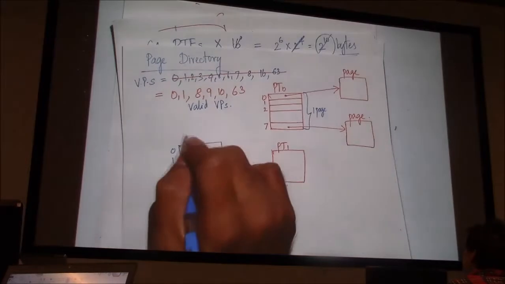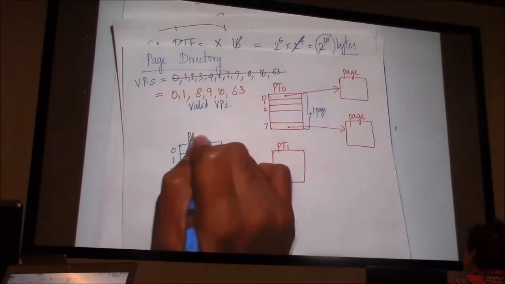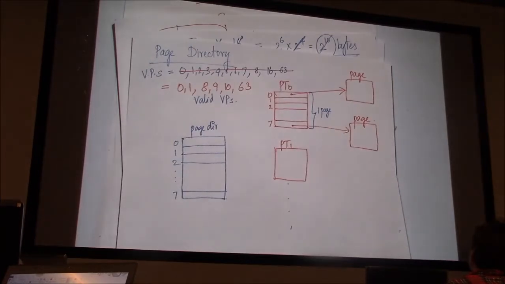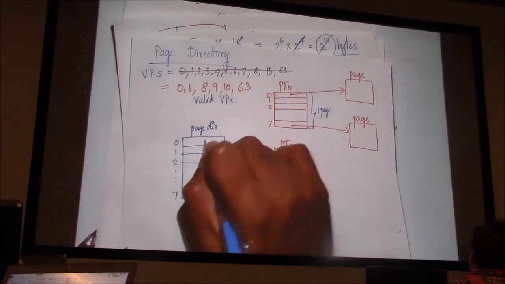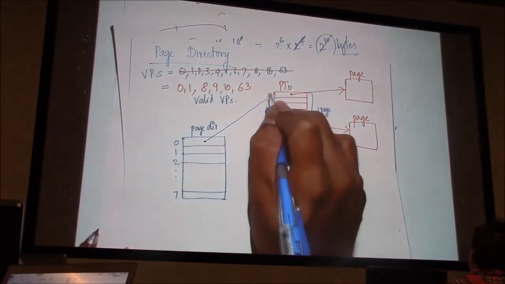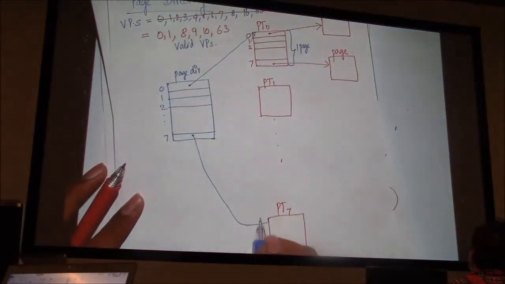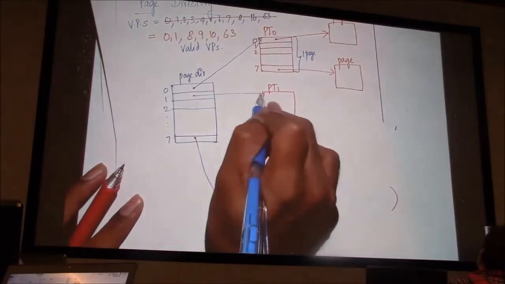This page directory, this is called page directory. This page directory that we are having here is actually something that points to the first page table, and this, the last entry, this points to the last page table, and this points to the next page table.